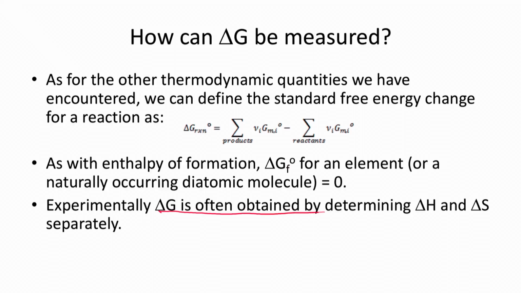Experimentally, sometimes I get delta G by determining delta H and delta S separately, because I can also say that delta G is equal to delta H minus T delta S. So if I don't know the Gibbs energies of formation, but I know the changes in enthalpy and the changes in entropy, I can still figure out delta G.